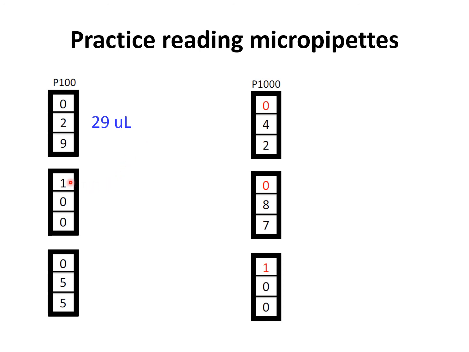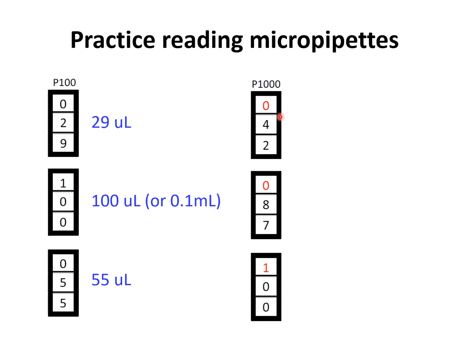Okay, try this one. If it's the P100 and you have 100, what would that be? That would be 100 microliters. 100 microliters, by the way, is the same thing as saying 0.1 mil. What if I say 0.55? That would be 55 microliters.